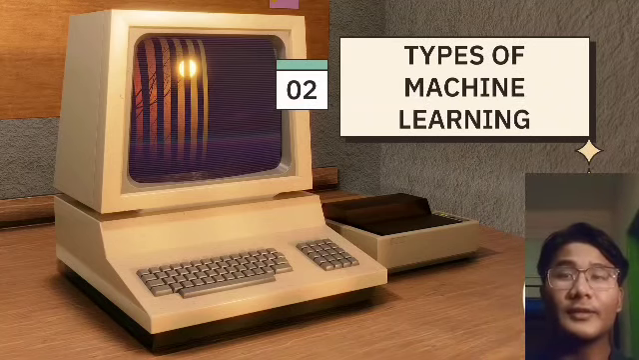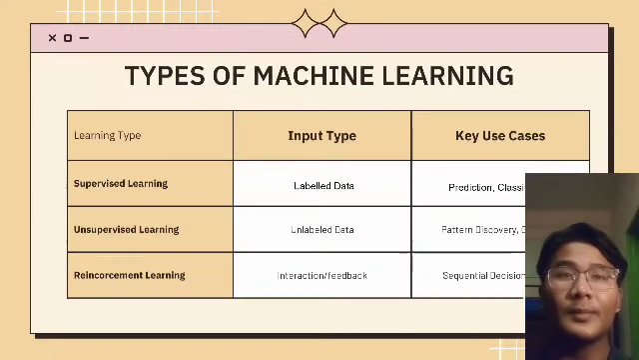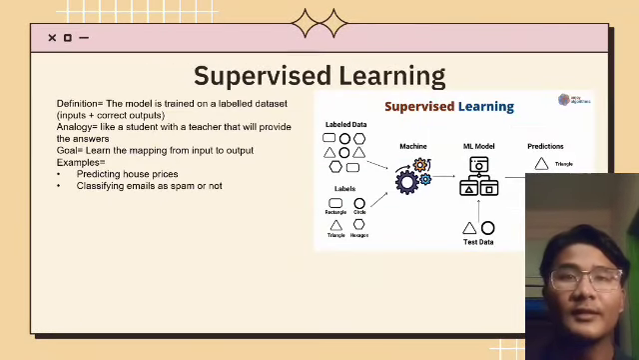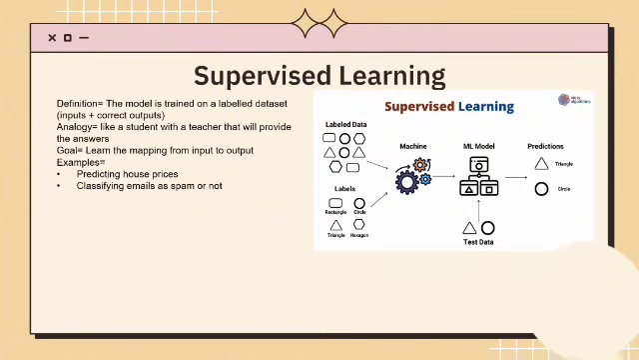Now, let's go to the 3 main types of machine learning: supervised, unsupervised, and reinforcement learning. Starting with supervised learning, this method uses labeled data, meaning the computer already knows the input and the correct output. The goal is to make predictions based on examples it has already seen. For instance, predicting house prices based on the past data. In the picture, you can see how labeled inputs guide the model to classify or predict outputs correctly.